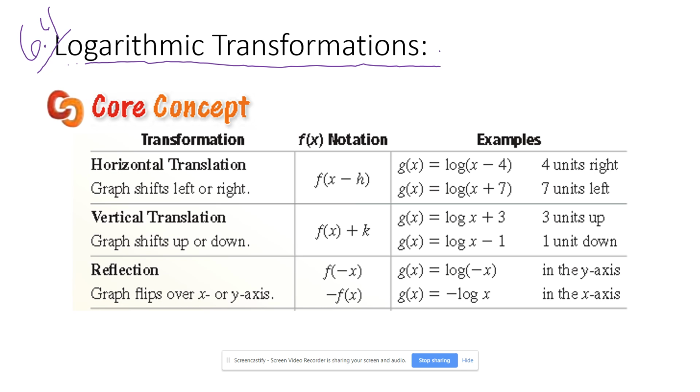So the biggest thing here to note for the difference between when I'm going left, right, up, or down is, again, when our value is either grouped or not grouped with the x. You can see in the top two examples, the x minus 4 and the x plus 7, that the 4 and the 7 are grouped together with the x in parentheses, versus in the middle here, the x plus 3 and the x minus 1 are not.